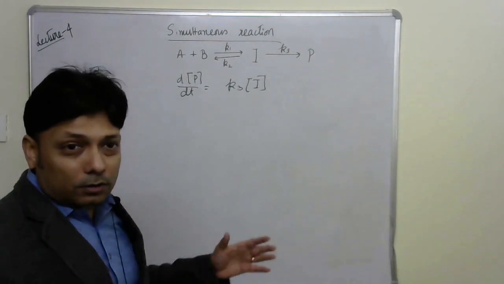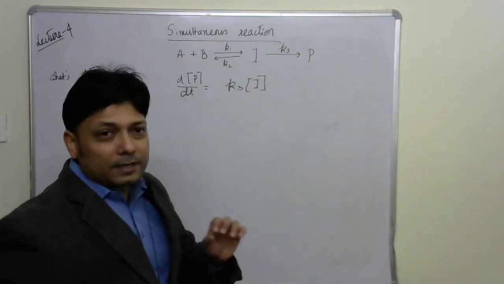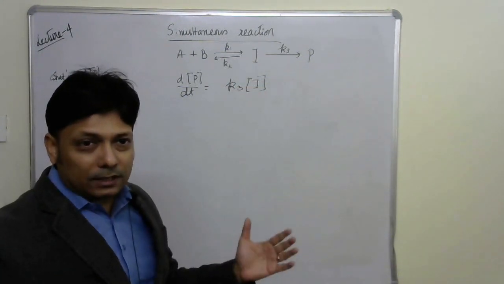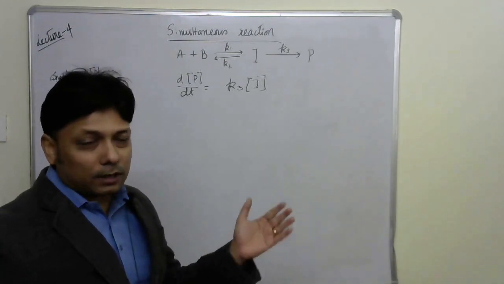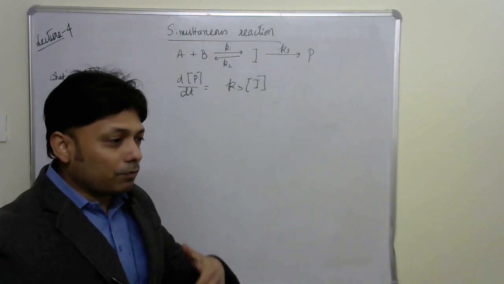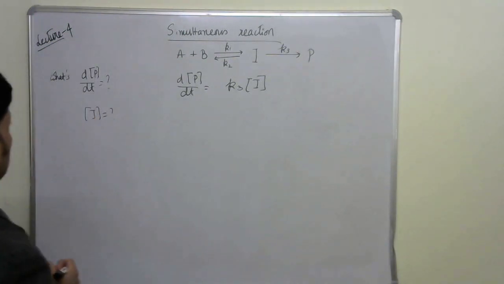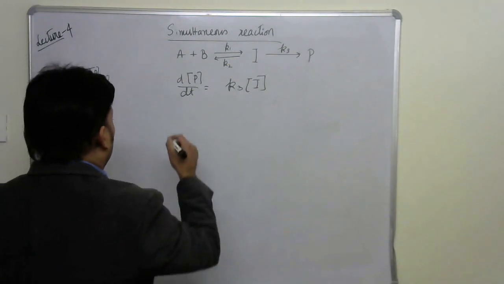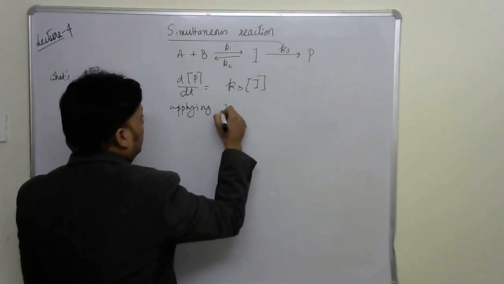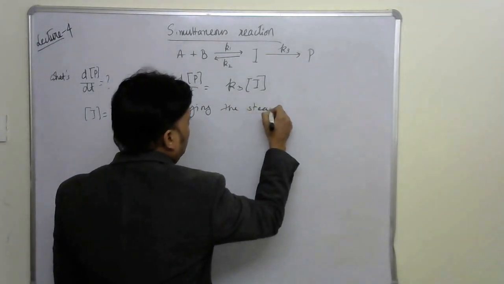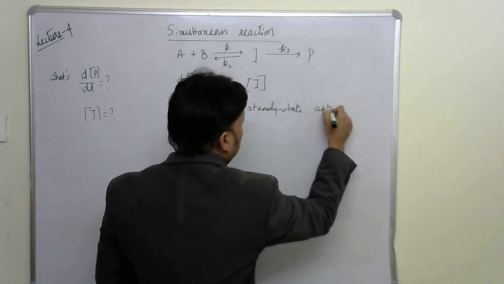So how to approach the problem? From whatever concepts we have learned, we can clearly see that I is an intermediate because it is getting formed in situ and it does not appear either in the reactant side or in the product side. So it is formed in situ and gets consumed in situ. So therefore, we can apply the steady state approximation. So we write here: applying steady state approximation.